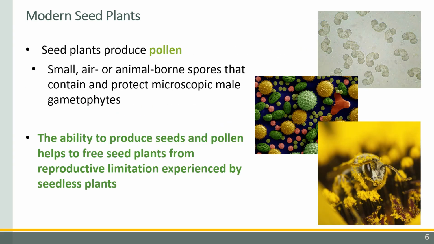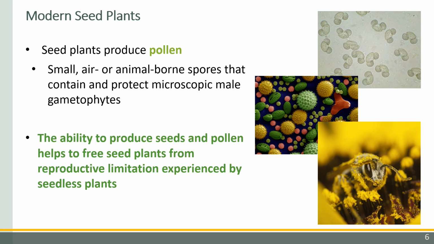Our modern seed plants also have pollen. Pollen are little tiny spores that contain the microscopic male gametophyte. In just a few minutes, we'll talk about the alternation of generations, but one of the keys here is remembering that spores will grow into the gametophyte. When we get to our seed plants, the gametophyte is actually contained fully within the spore. So we're following our trend of that gametophyte getting smaller and smaller.